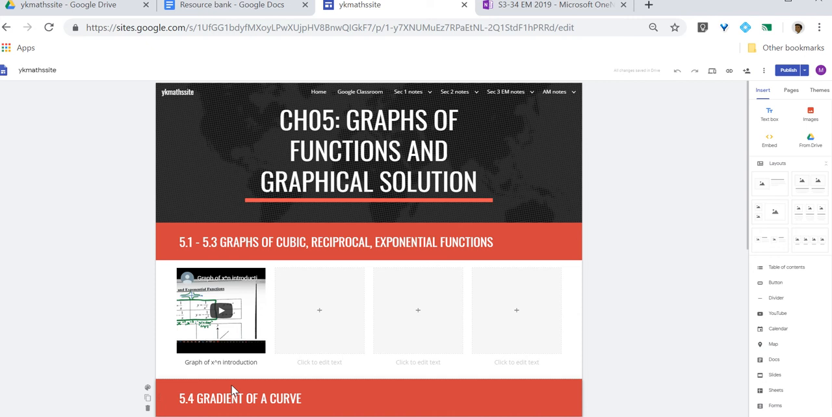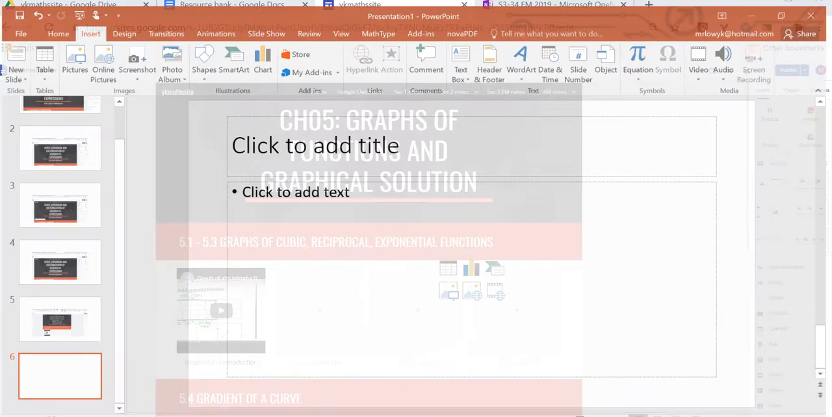Okay, now we are on gradient of a graph. In this case, gradient of a curve. Are you still alright?